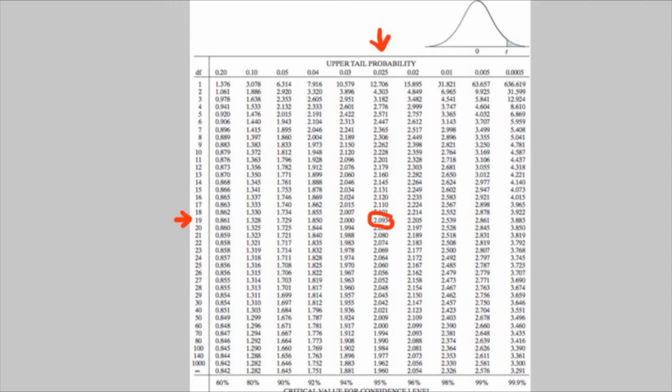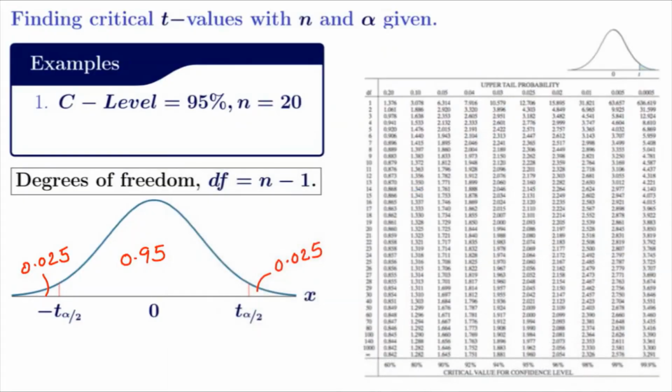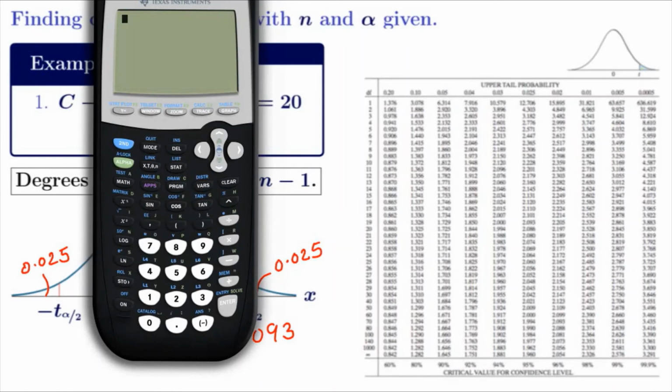Now, let me write that value down here. So the value for t alpha by 2 that we just found from table is 2.093. Next, I will show you how to get this critical value using TI calculator. For that, let me pull up my calculator on the screen.